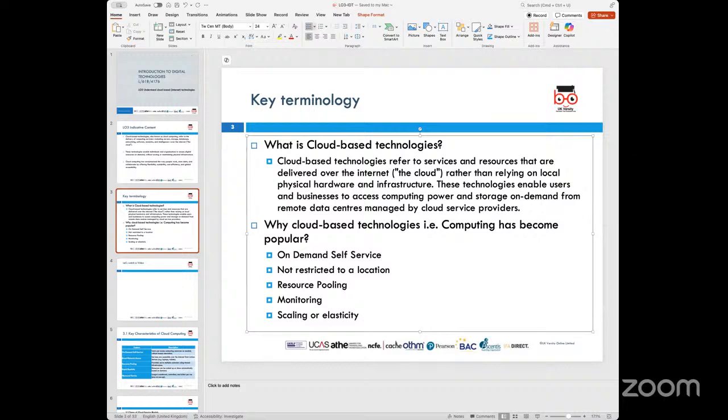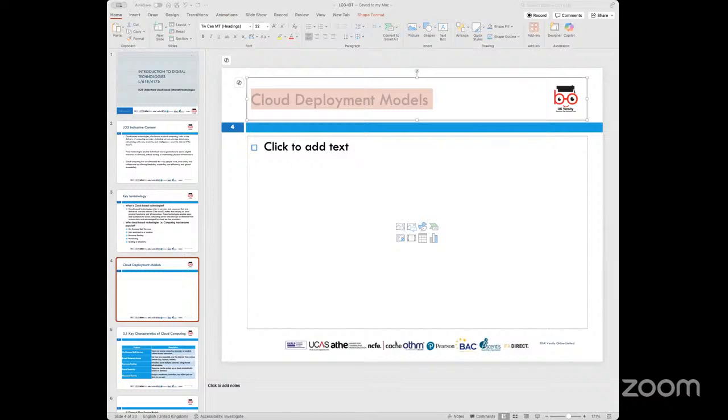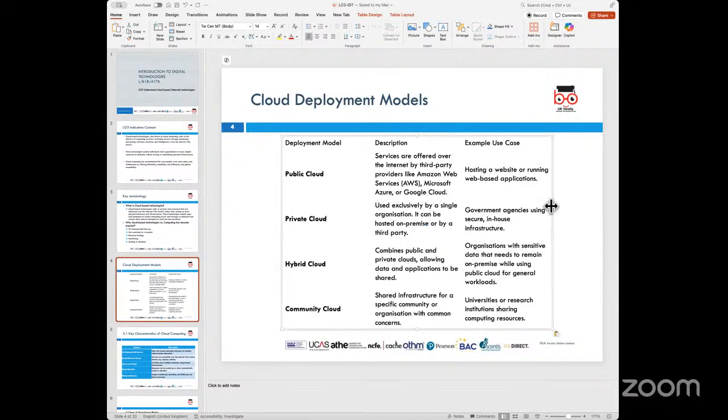Now, as cloud computing has grown, we have also seen different types of models come about, which are called the cloud deployment models. These cloud deployment models are quite important, not very difficult to understand, but important, because we want to understand why these models have come about and why they are important.